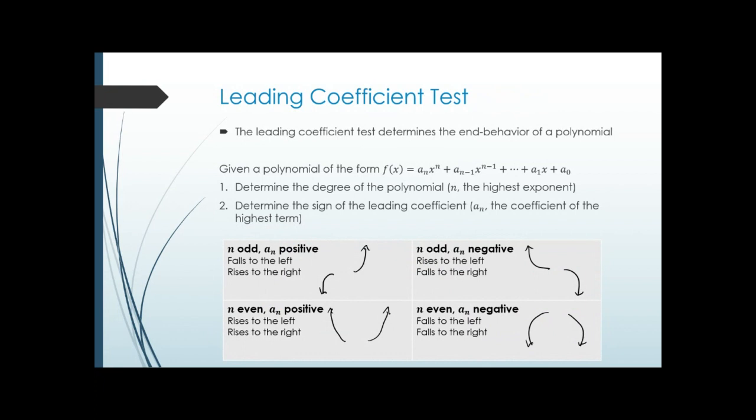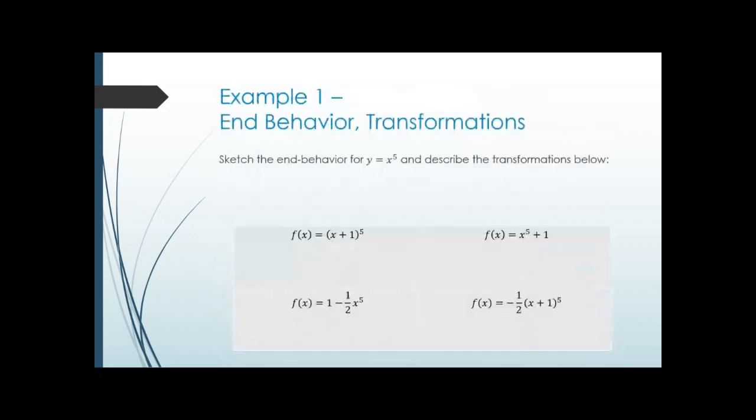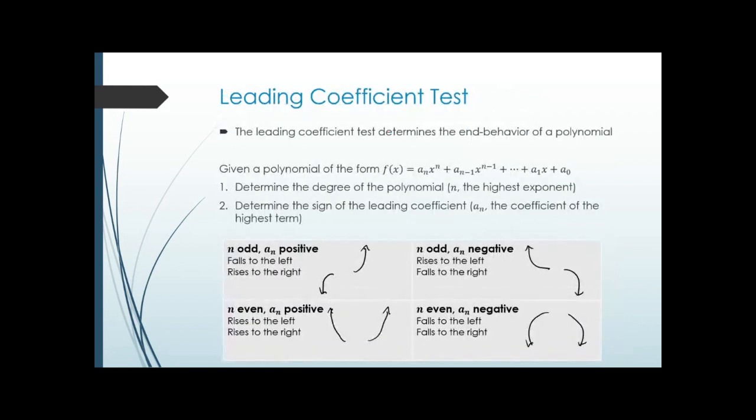So to use the leading coefficient test, you start with your polynomial, and you start by determining the degree of the polynomial, which, as I said, is the highest exponent. It's either going to be even or odd, and that gives you your two basic shapes, the same shapes that we have here. So you're looking at that degree so that you can determine your basic shape. And then you're looking at the coefficient of that term, which is the number in front of it.